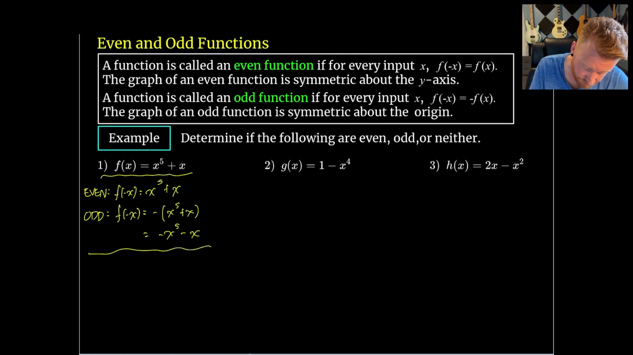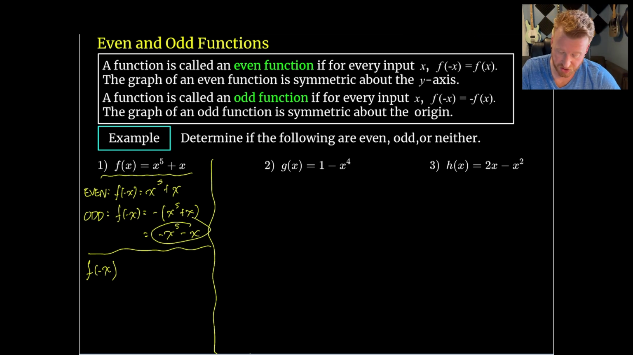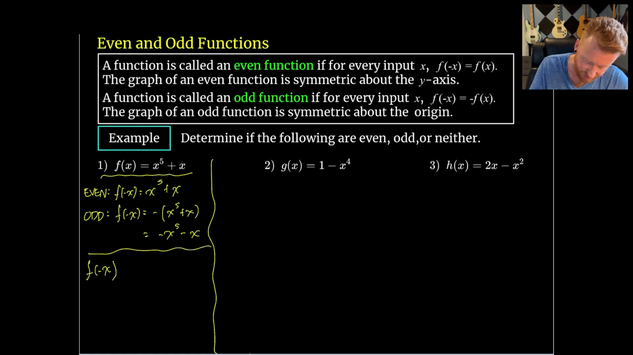So what we're going to do is actually compute what f of negative x is, and we'll see if we get the same function back or if we get the opposite of the function back. I've explicitly written those down above so that we can make an easy comparison. Now if I'm literally plugging in negative x everywhere I see an x in my original function, this is going to give me negative x to the fifth plus negative x.